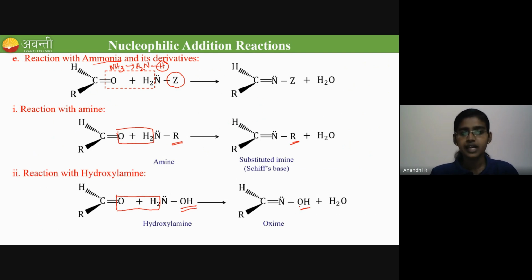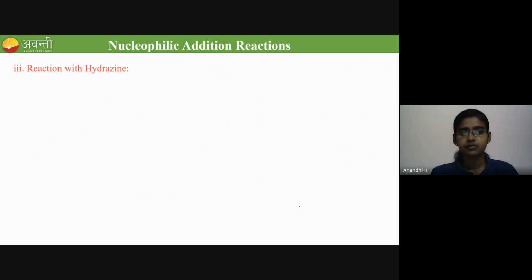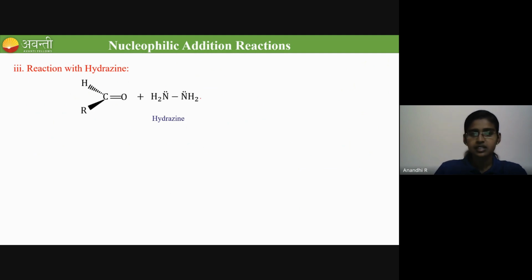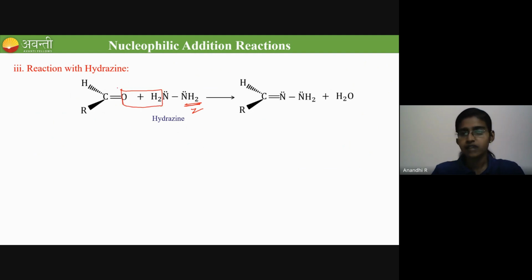The third reaction is the reaction with hydrazine. What is the formula for hydrazine? NH2-NH2 is hydrazine, and this NH2 is the Z component. Remove the H2O in the same manner and arrive at the final product. If nitrogen is attached to NH2, it is called hydrazone. So from hydrazine, we are getting hydrazone.